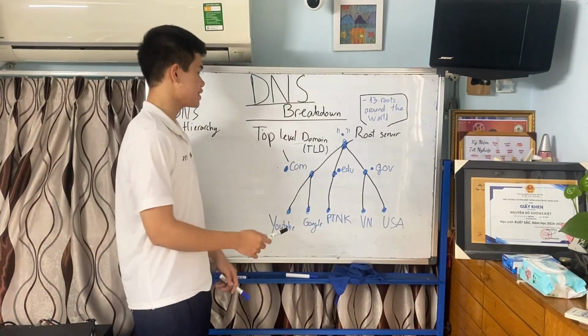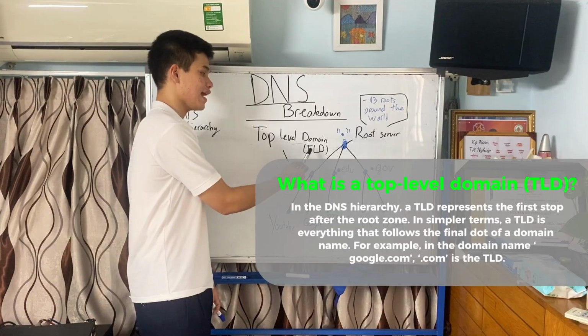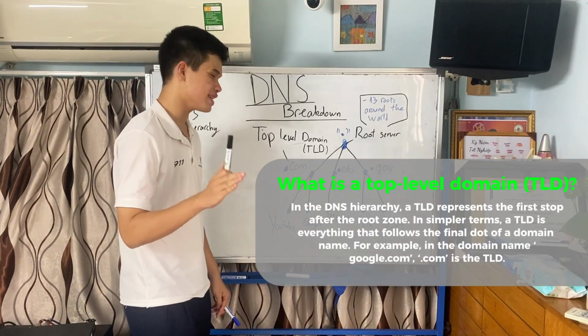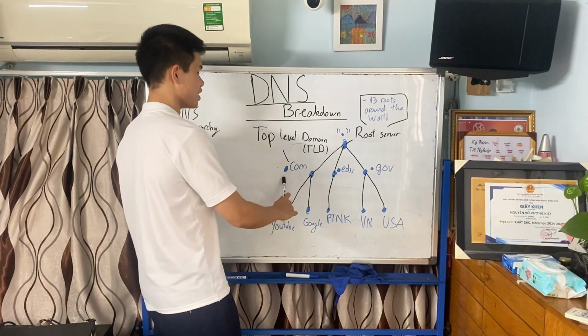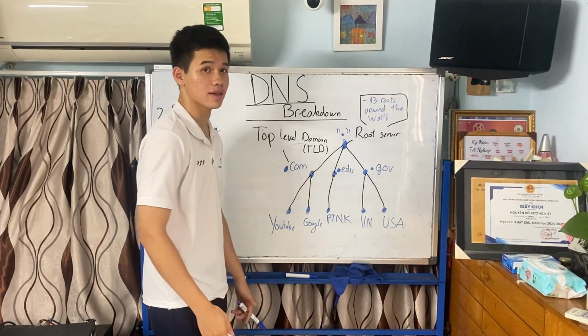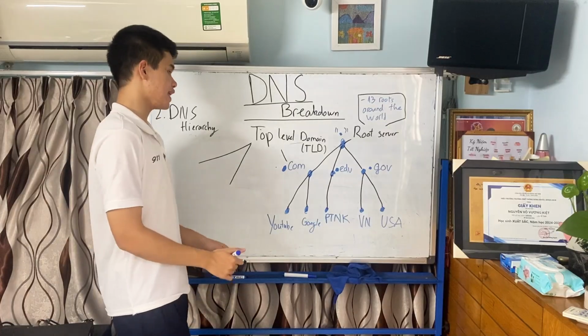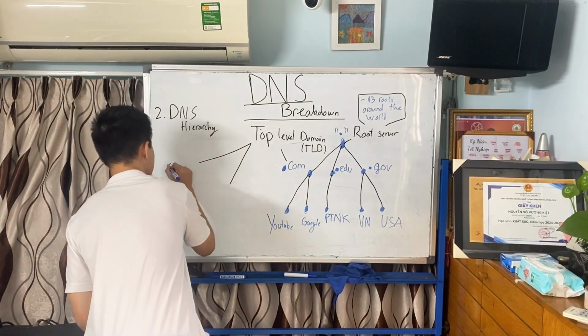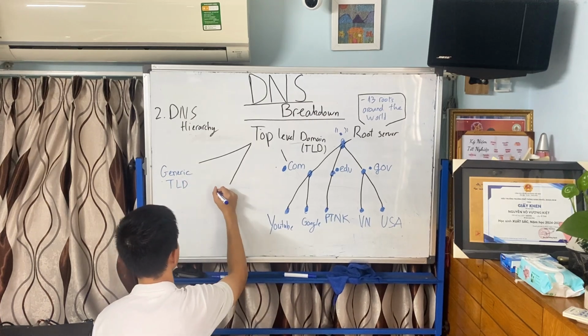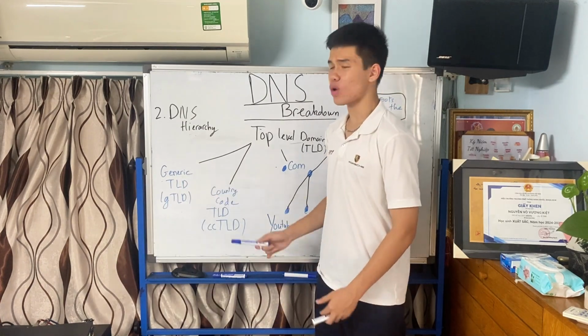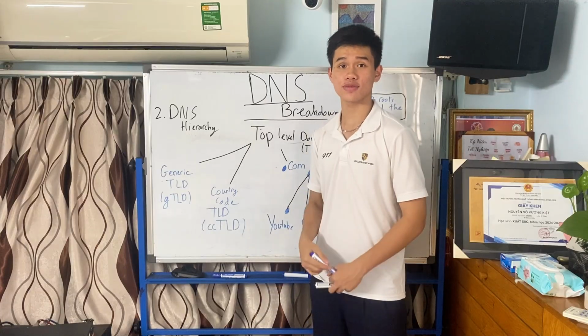Going down a bit, we can see the top level domain, or TLD, and you guys may witness it in the right hand part of any links like .com, .edu, .gov. And there are 2 types of the TLD, which is the generic TLD and the country code. Okay, so what is the difference between the 2 types of TLD?